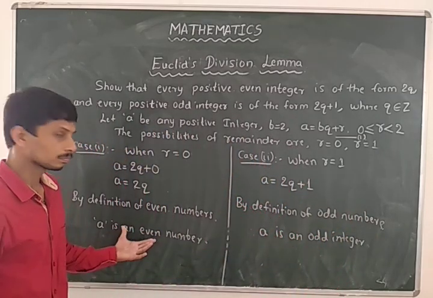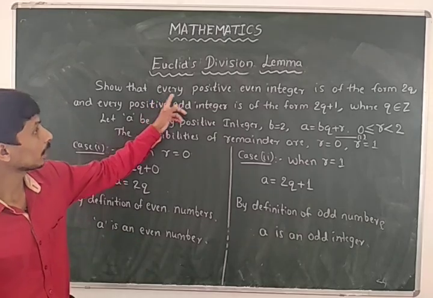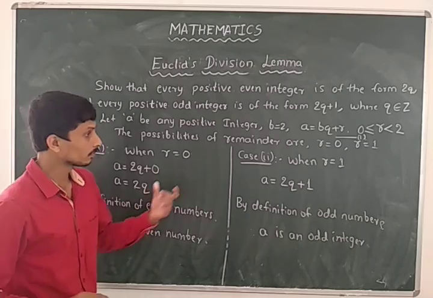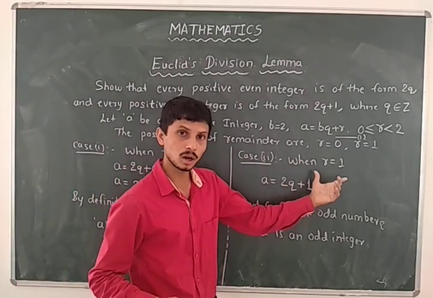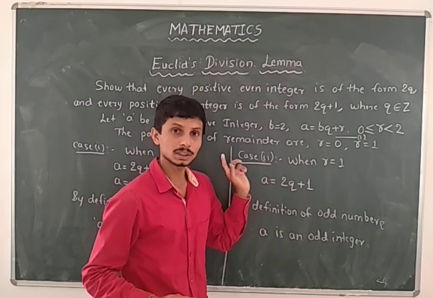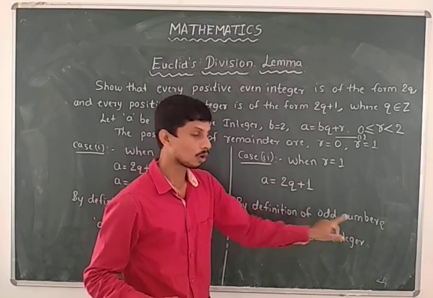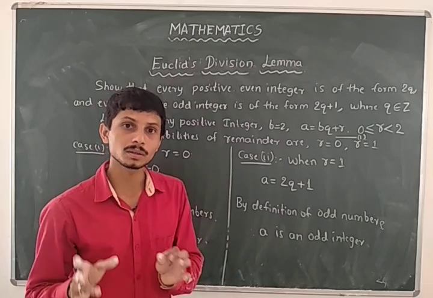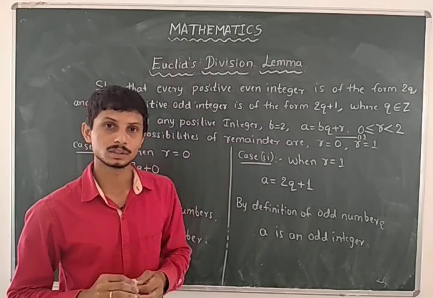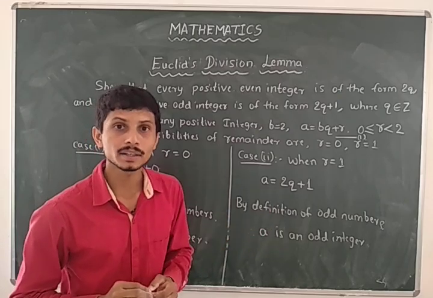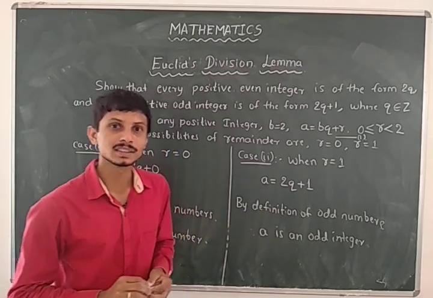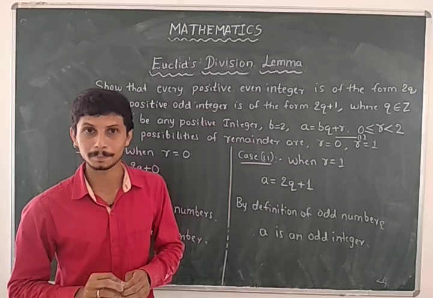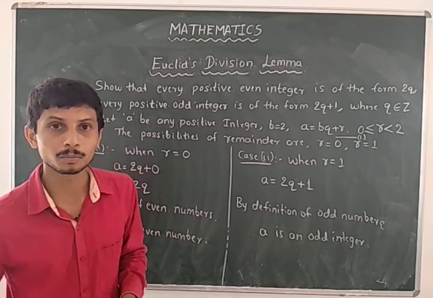So previously we proved the first part of the statement. Every positive integer of the form 2q is an even number. When the remainder is equal to 1, that positive integer turns into an odd integer, because this integer is not completely divisible by 2 itself. So that means it's an odd integer. I hope you learned this. I solved this problem with the help of Euclid's division lemma. So let us go to the next problem.